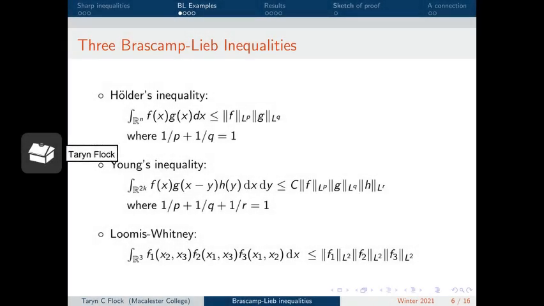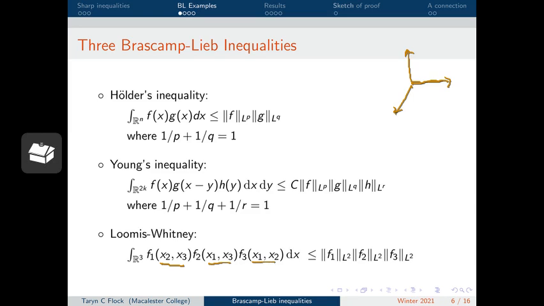Our next example is the Loomis-Whitney inequality, where I consider a product of three functions, and I'm integrating over the space R^3. But what I'm really doing is taking a projection into all but the first coordinate and evaluating f1 there, then taking the projection into all but the second coordinate, evaluating f2 on those two variables, and then taking the projection into all but the third coordinate and feeding that information into f3.